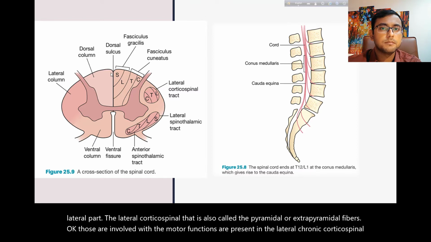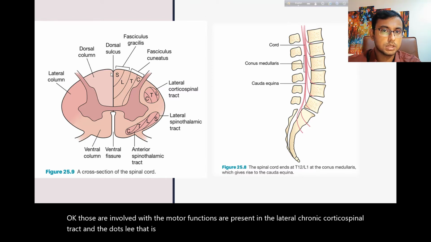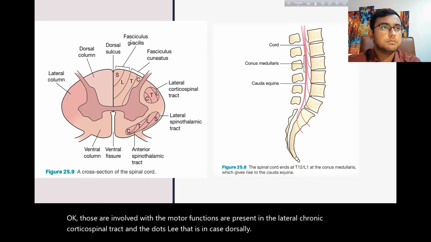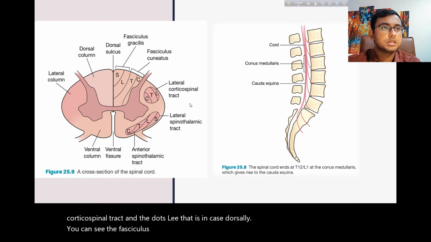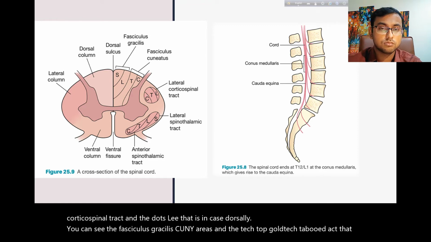And dorsally, you can see the fasciculus gracilis, cuneatus, and the tract of Gall, tract of Burdach, that you all know. Okay.